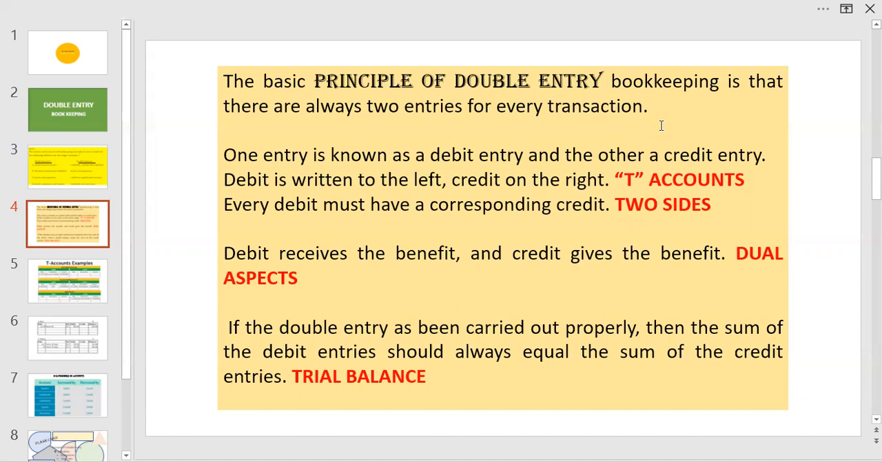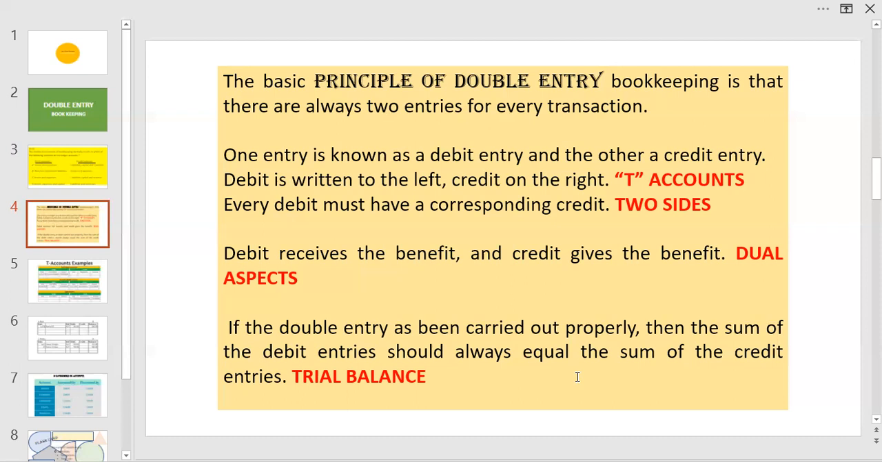So for every entry there are two sides. In every transaction there are dual aspects. That is to say, two aspects are there. Debit we usually call the receiver of the benefit. Credit we call the giver of the benefit. Next, if double entry has been carried out properly, the sum of debit entries always equals the sum of credit entries, which we can test by trial balances.